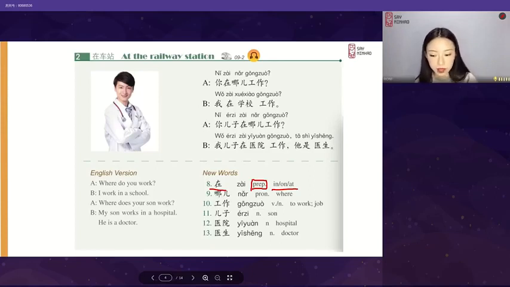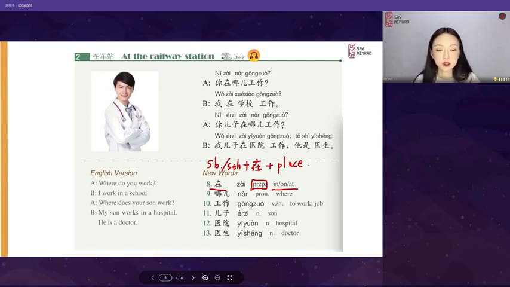Let's see. If you want to say somebody is at somewhere, you can use 在: the subject, somebody or something, plus 在, and plus the place and the location. Okay, this is the structure of using 在, and we will talk about it in detail later in the language point part. So this is the verb 在, and this is the preposition 在.